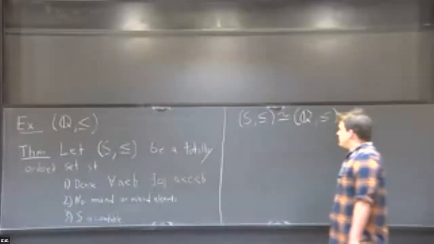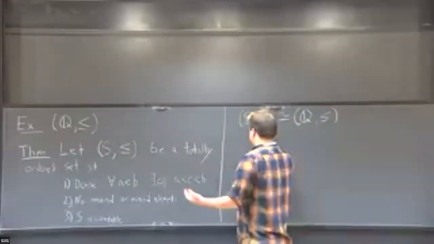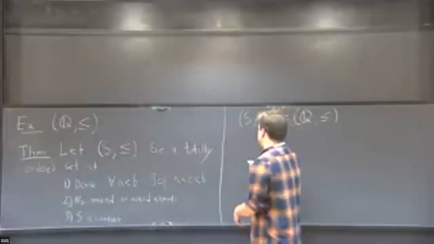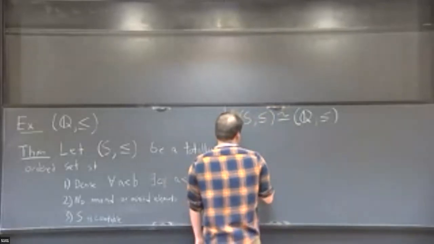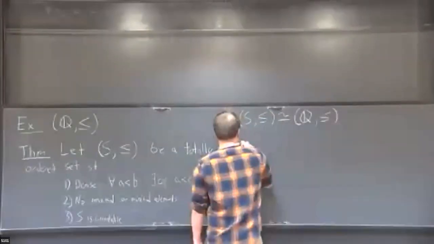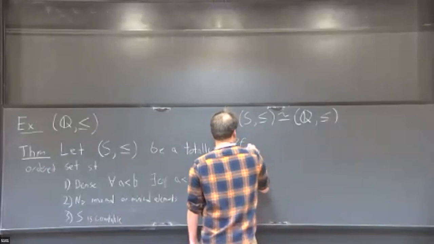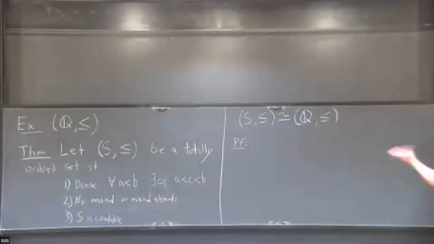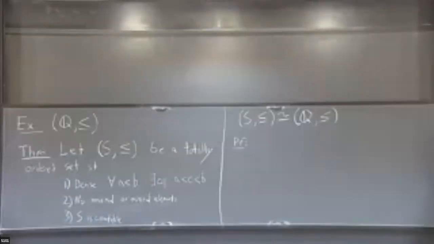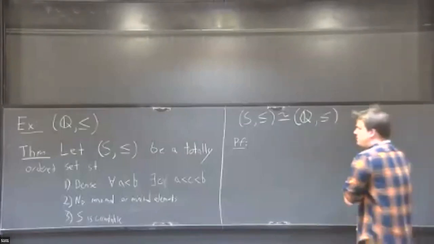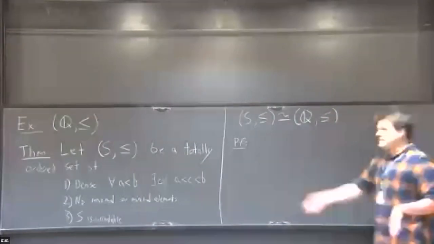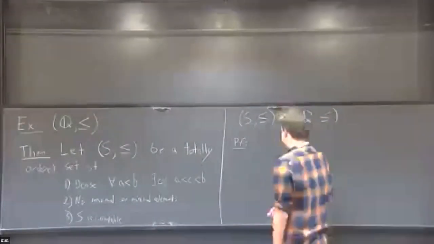I want to go through the proof of this. It's a learning seminar, and I think this sort of argument is worth seeing. The concept here is that we need to construct an order-preserving bijection from S to Q. We don't know anything about S except these properties, so let's use them.